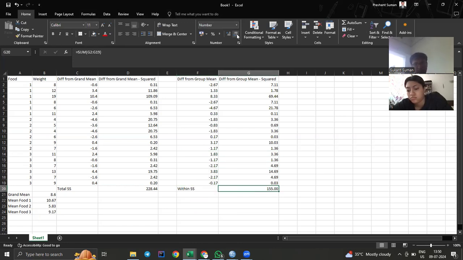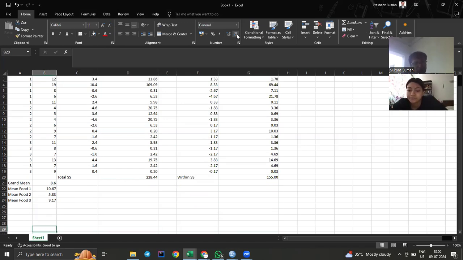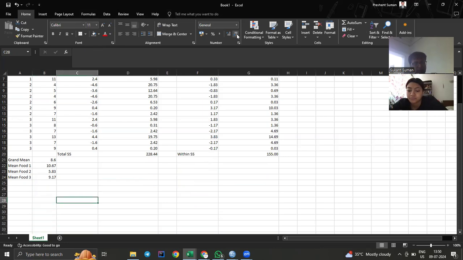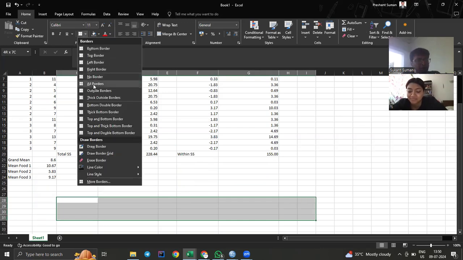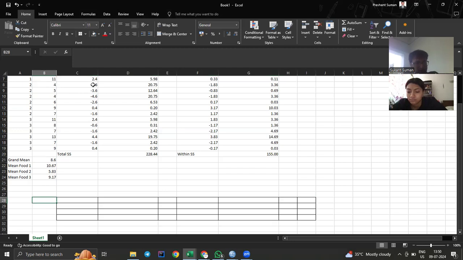Yeah, now I fixed it. Okay, so let's create the ANOVA table. I'm just beautifying it a little bit so that you will probably like it more. All borders. Okay. So now, first of all, we will have between groups.